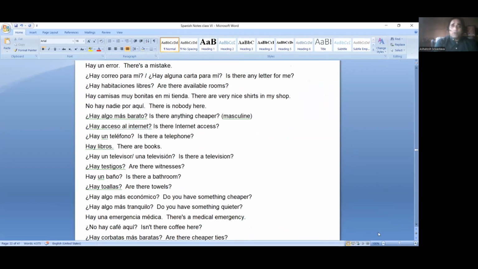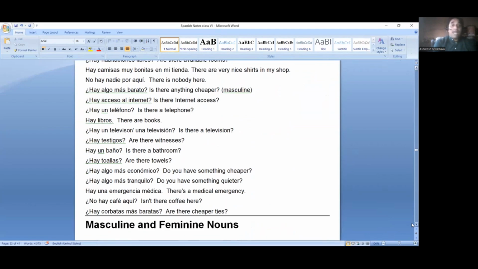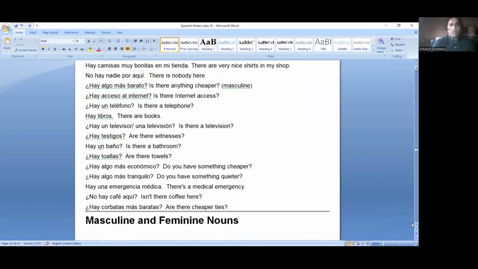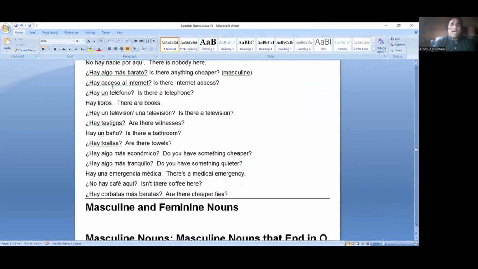Are there available rooms? Hay habitaciones libres. There are very nice shirts in my shop. Hay camisas muy bonitas en mi tienda. There is nobody here. No hay nadie por aquí. Is there anything cheaper? Hay algo más barato. Is there internet access? Hay acceso al internet. Is there a telephone? Hay un teléfono.